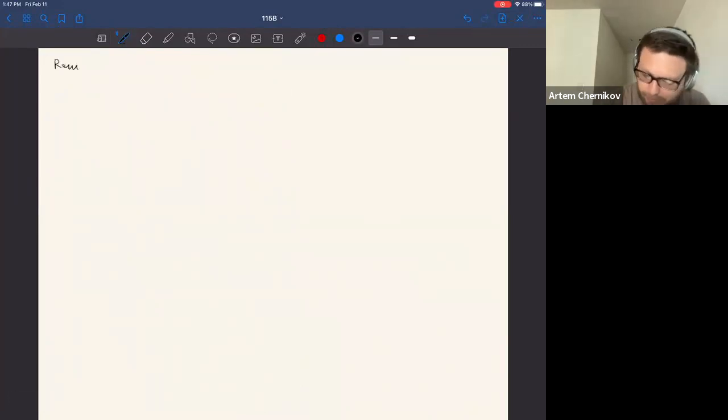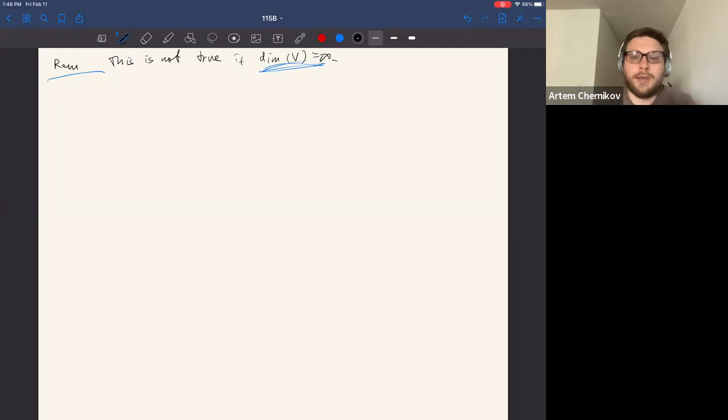So this is not true if the dimension of V is equal to infinity. Okay, so finite dimensionality here is important. If you're checking, make sure that it's assumed, for example, in the problem or, well, in the question you're considering.